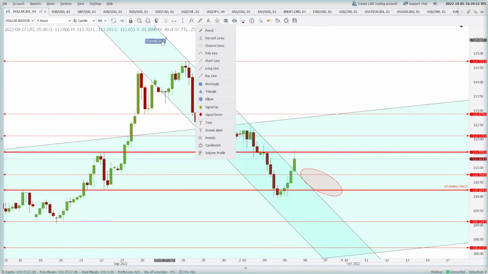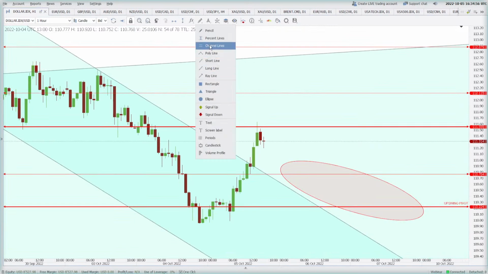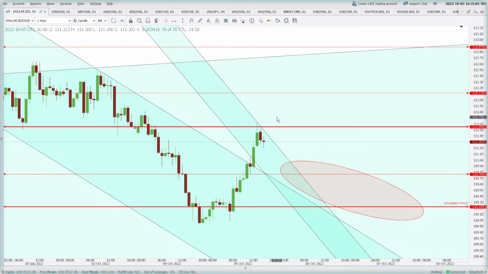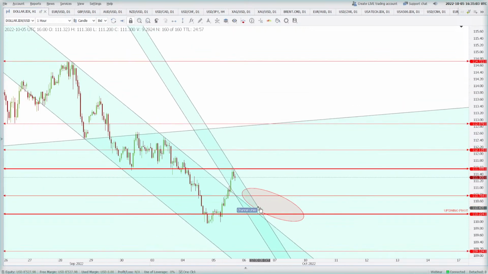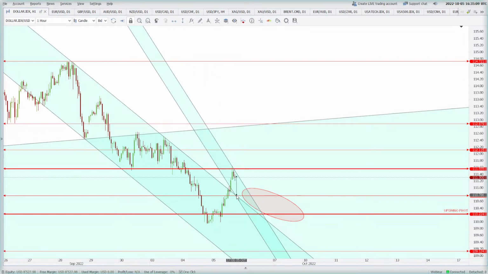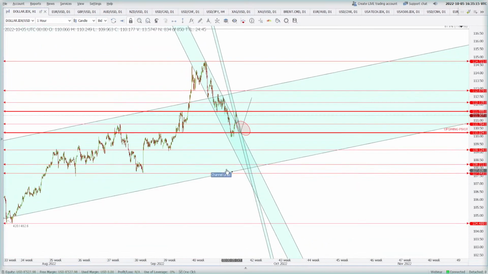So what is the possibility here? On the 1 hour, you may see something like this happening, and then finally the price taking support again at 110.22. This is just a possibility, I'm saying. Because this is already a resistance, this is a possibility which can happen.